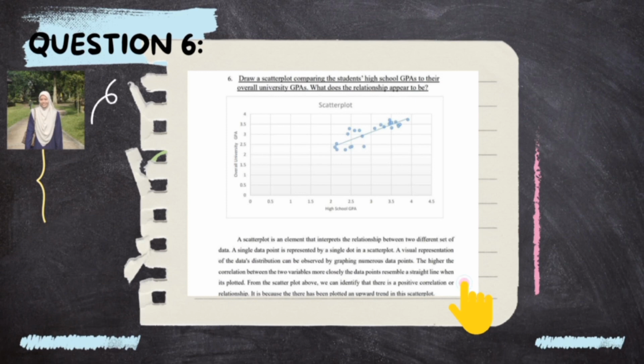Based on the scatter plot, comparing the high school GPA to their overall university GPA, it appears that there is a positive relationship between the two variables. As the high school GPA increase, the overall university GPA tend to increase as well. This suggests that students who perform well academically in high school are likely to continue performing well in university. However, it is important to note that this is a general trend. There are still variation in the data point, indicating that other factors may also influence a student university performance.